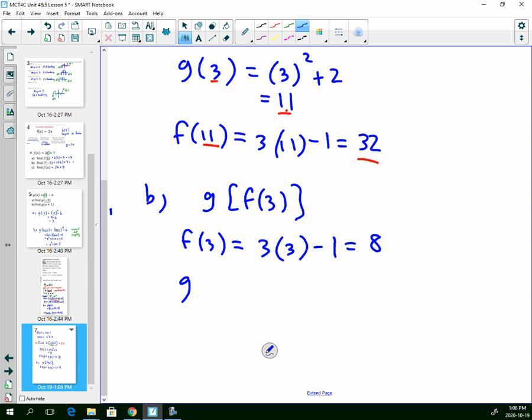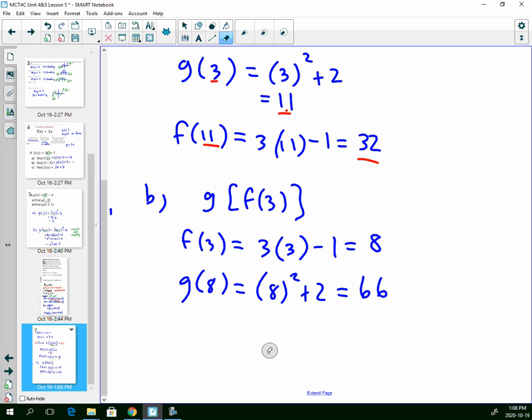And then I would do g of 8. Well, g of x was x squared plus 2. So I'm going to do 8 squared plus 2 is 66. So g of f of 3 equals 66. Okay? So the input produces an output, and then that becomes the input in the other function. Final answer is 66.